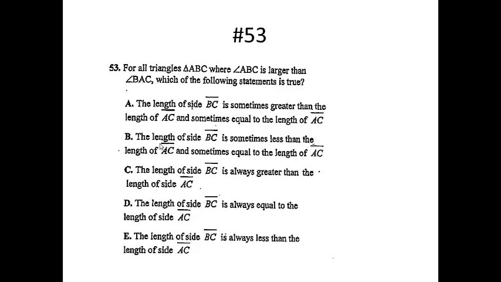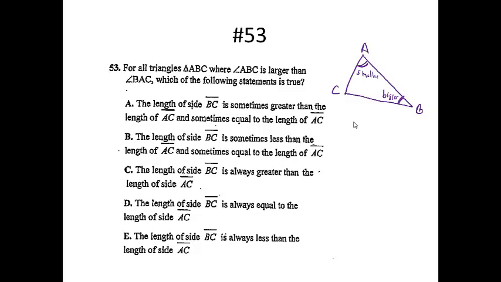Right, 53. For all triangles ABC, where angle ABC is larger than angle BAC, which of the following statements is true? And they are giving me all sorts of things about side lengths, so I'm going to draw the triangle and see if I can figure out what's going on. So we've got triangle A, B, C. So let's figure out what angle they're talking about. Angle ABC is going to be this angle right here, and then angle BAC is going to be this one right here. Okay, they say that this one is bigger than this one, so I'm going to put bigger and smaller, right?